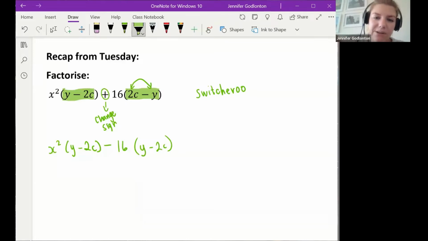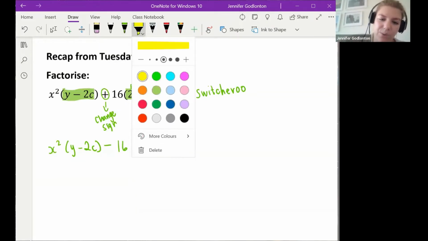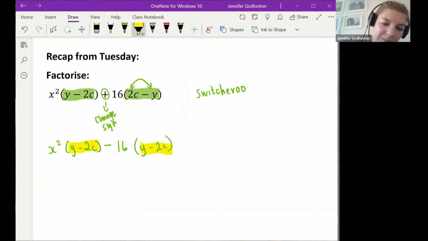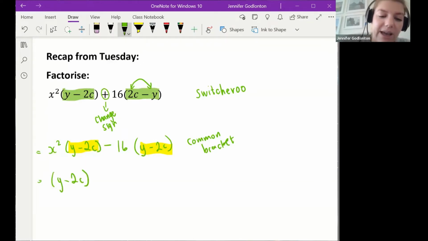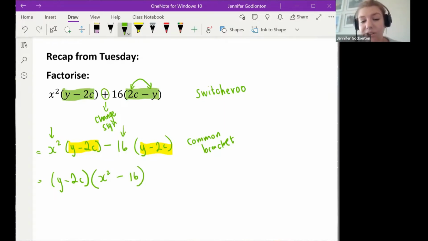Okay, now we're in a situation where we can say, well, that's cool because now we have a common bracket. And so we can take out that common bracket as a highest common factor. So I'm going to take out that highest common bracket. I'm going to say y minus 2c. And remember, when we take out a highest common bracket, we just look at what we have left. So we have x squared that's left over there, and we have 16 that's left over there. So that's great. So at the moment, we would have 2 marks. 1 mark for doing the switcheroo, and then 1 mark for taking out the highest common bracket.